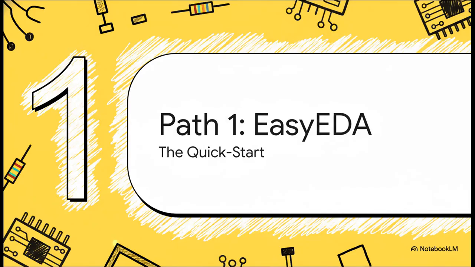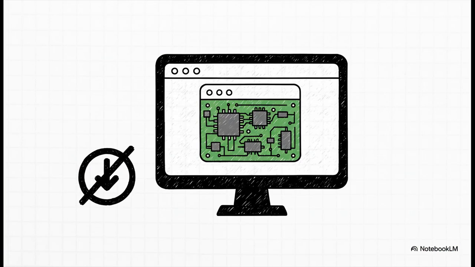All right, first up, let's talk about path number 1, EasyEDA. I like to call this one the quick start, and you'll see why in a second. So the whole idea behind EasyEDA is just one word: accessibility. It runs completely in your web browser. Let me say that again. There is nothing to install. You just open a new tab and you're ready to go. This makes it hands down the easiest possible way for a total beginner to get started.